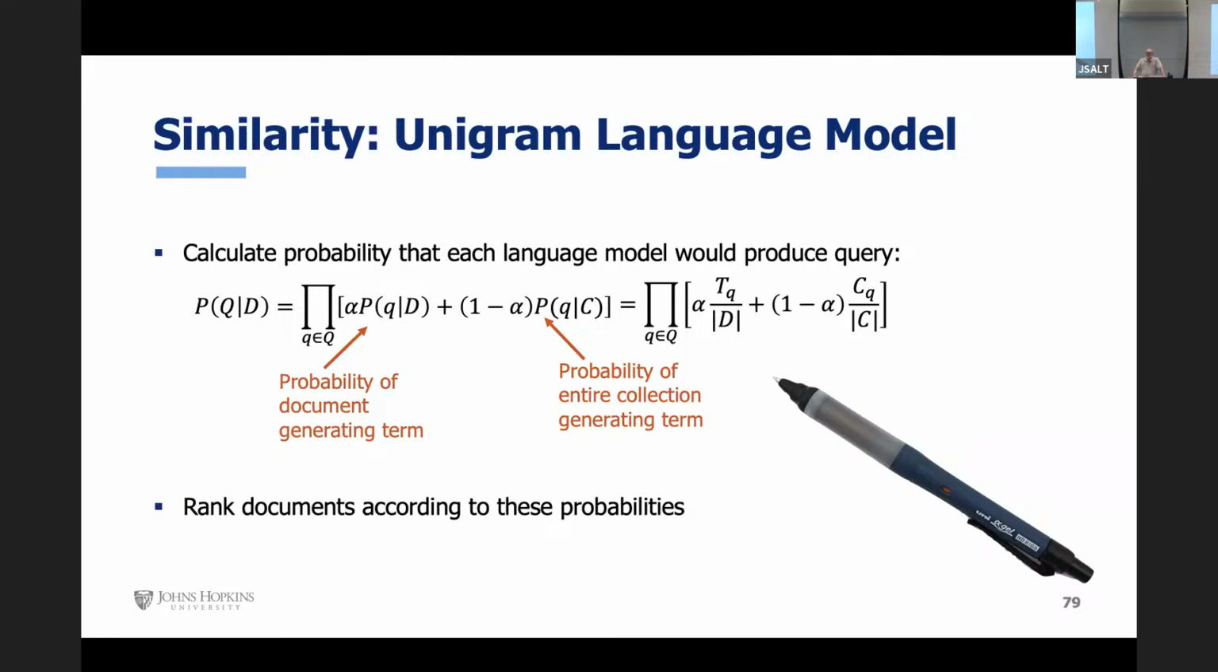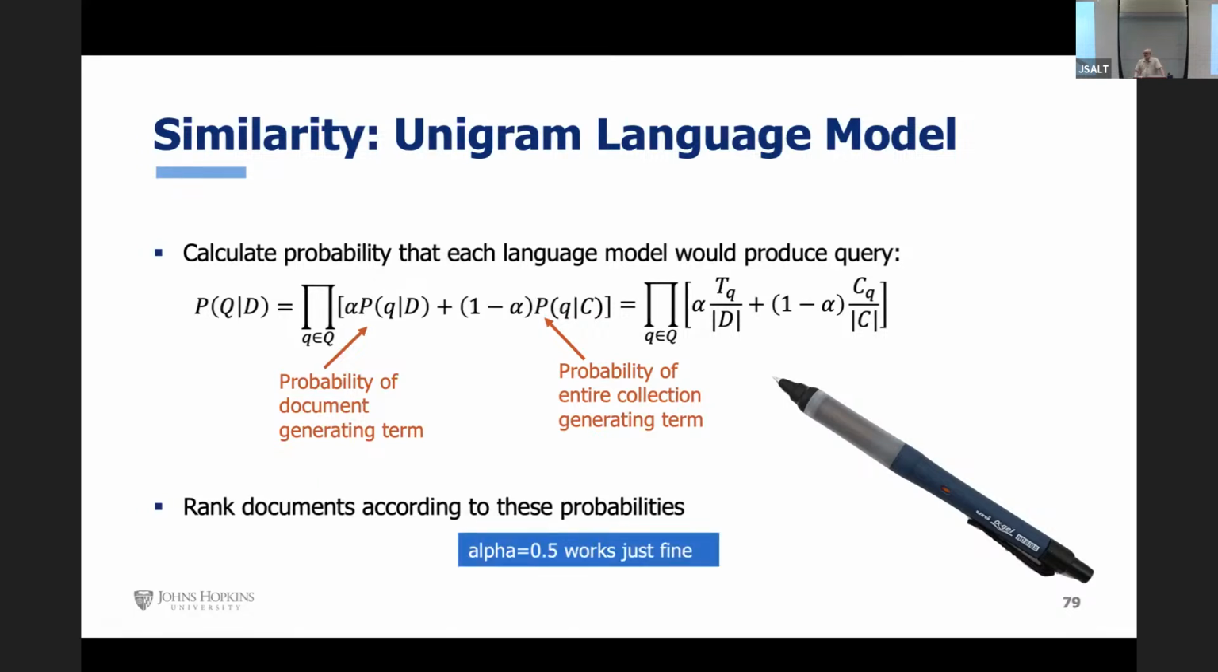Again, it assumes term independence, but we don't care. And we just take that score as a measure of similarity, and we order them according to that score. So the ones with the highest score, where the document is most likely to generate the query, we say that's the most relevant. Okay, so that's another similarity metric.